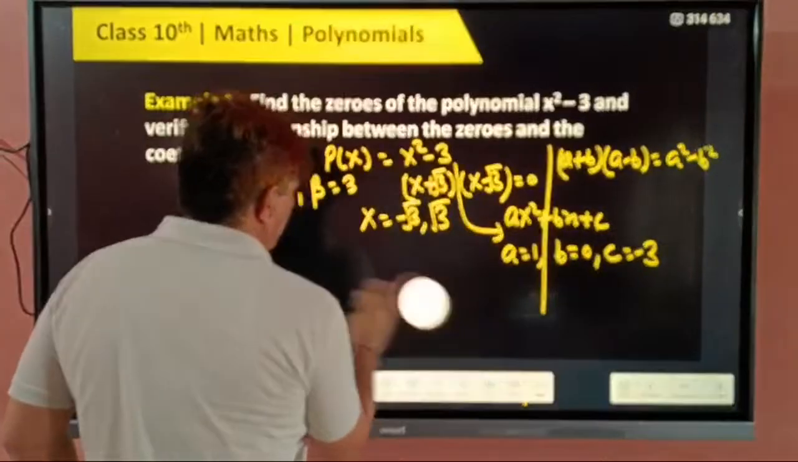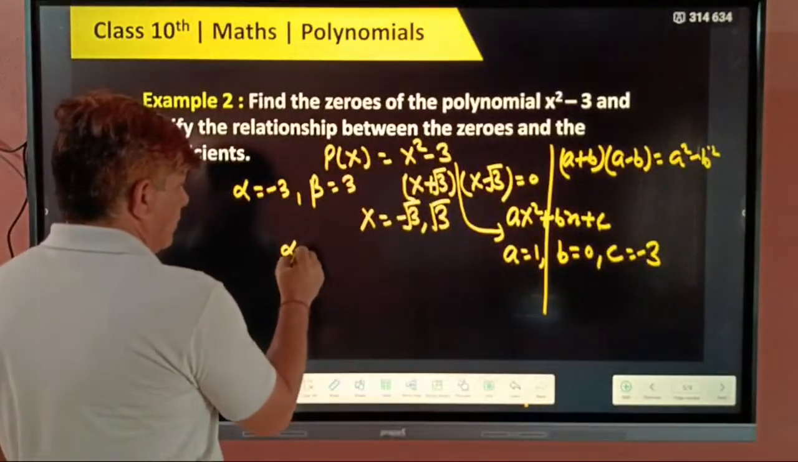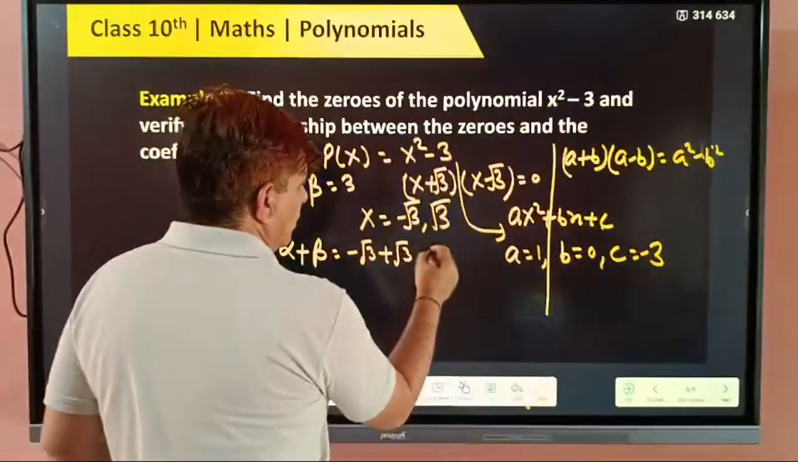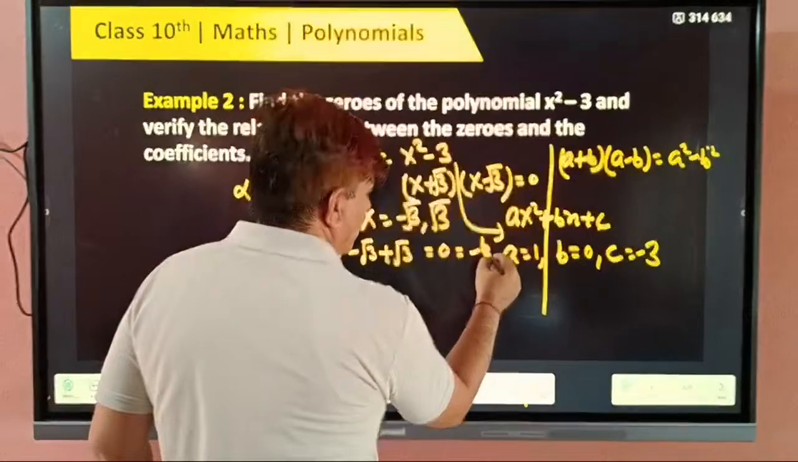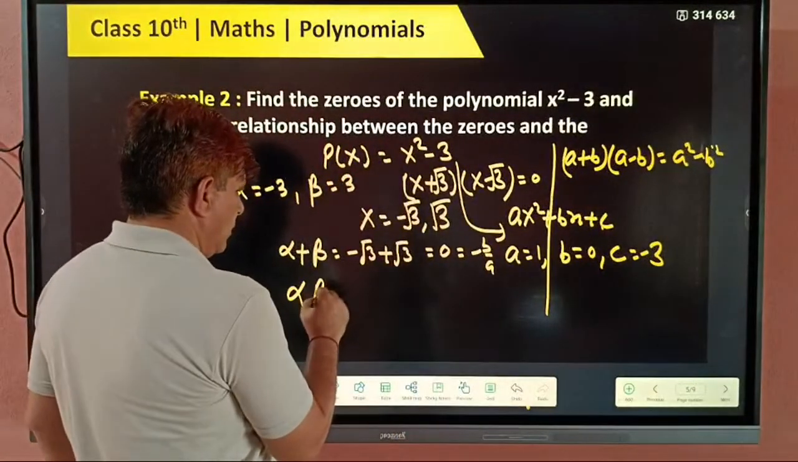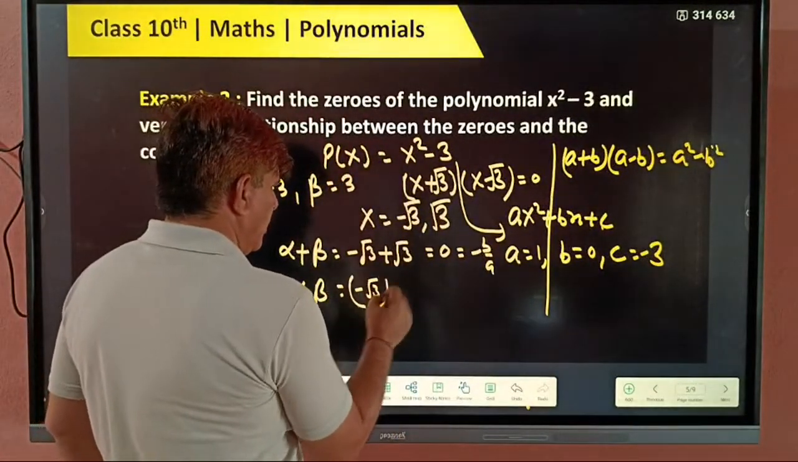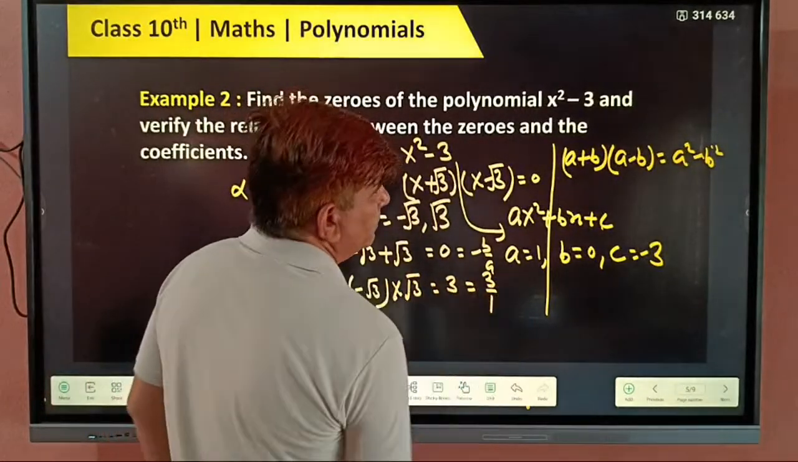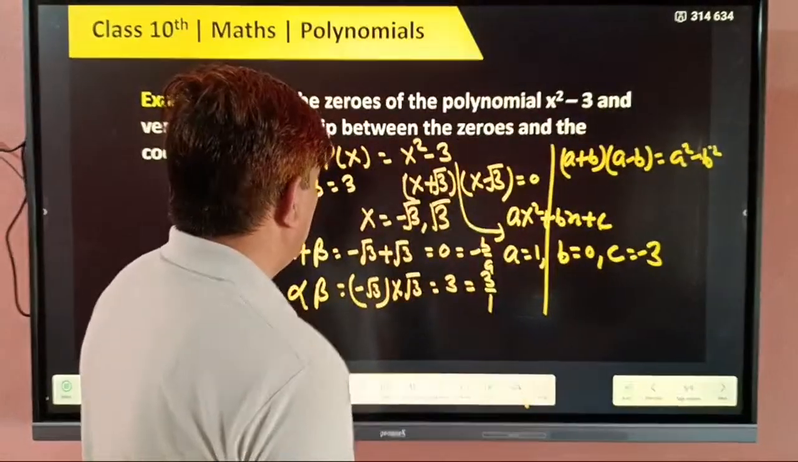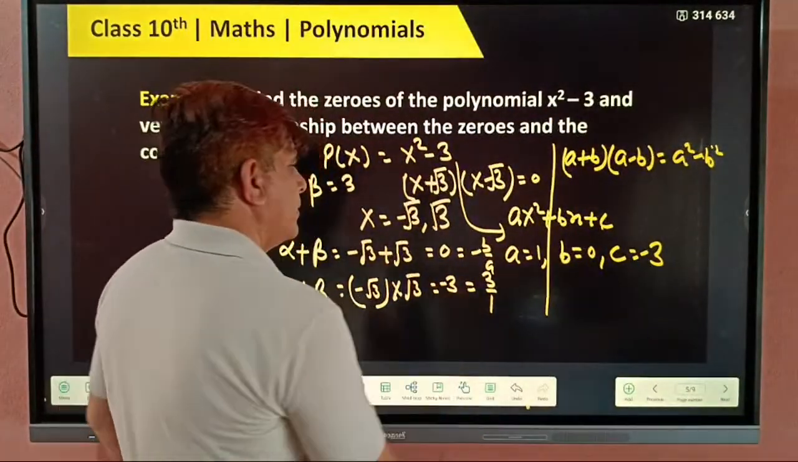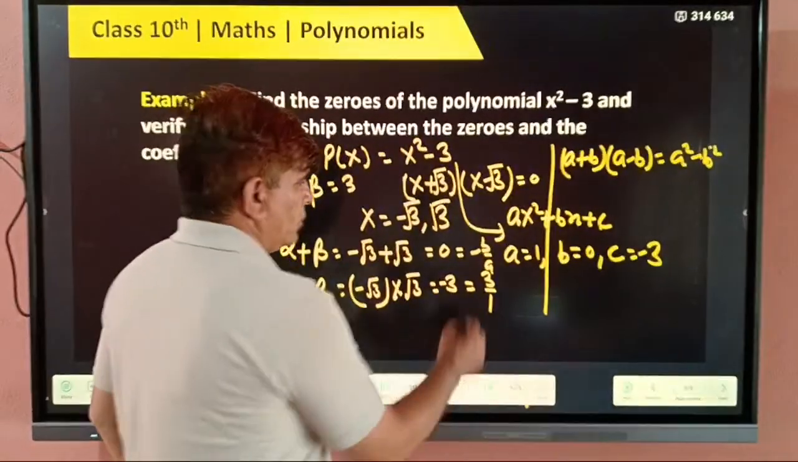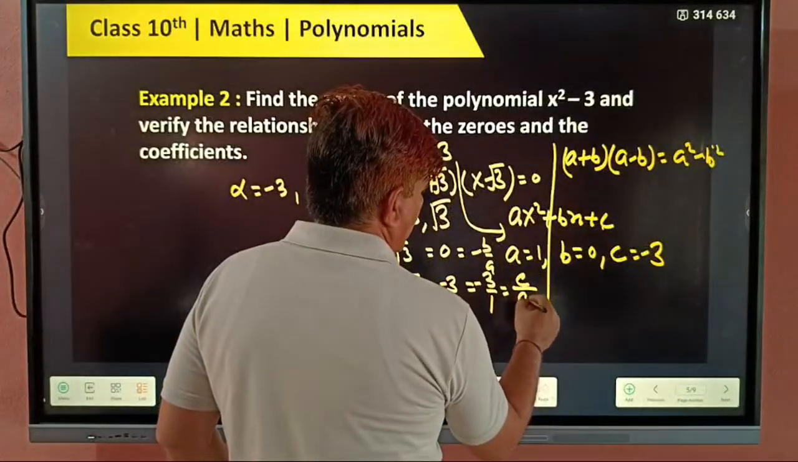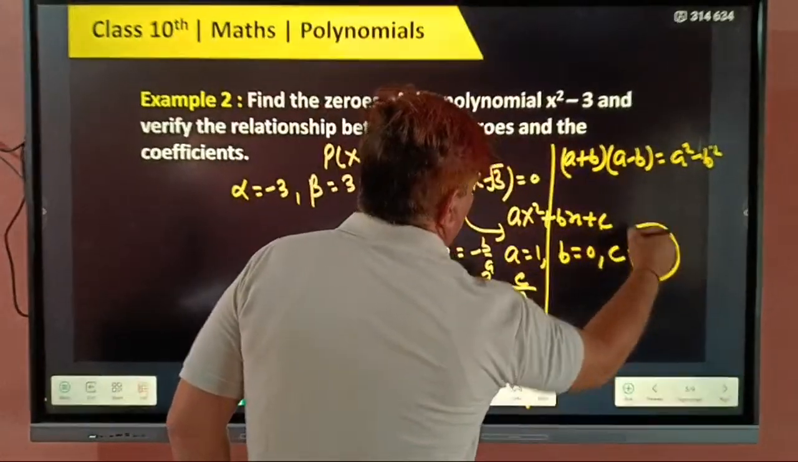So what's your alpha plus beta? Alpha plus beta is equal to minus under root 3 plus under root 3, which is 0. Already told, minus b by a. What's their product? This is minus under root 3 into under root 3. What is this? 3. 3 we can write as 3 by 1. We can write minus 3 coming. This is 3 by 1. So this we can write like this. And what's there? c by a. c equal to what? Minus 3.